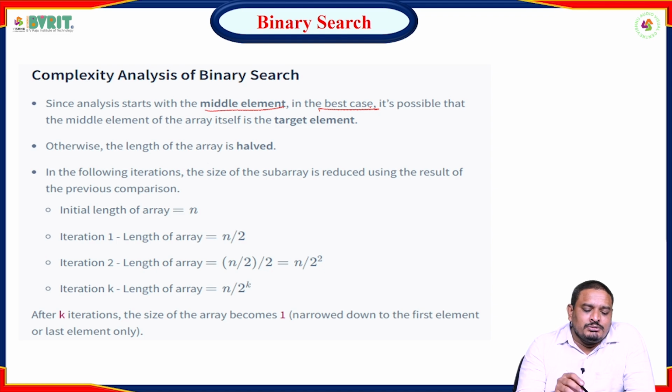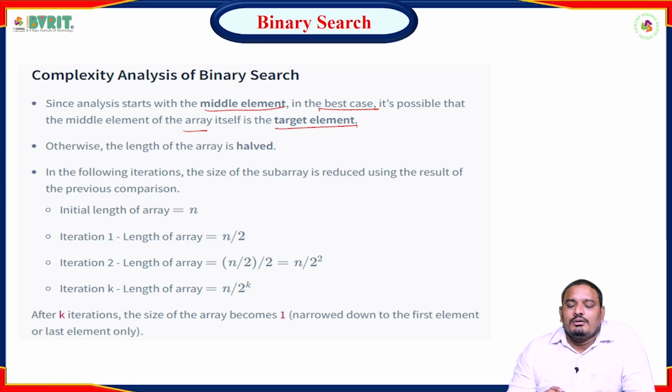It is possible that the middle element of the array itself will be the target element. Otherwise, the length of the array is halved. Here we have to follow different iterations for finding the array element.